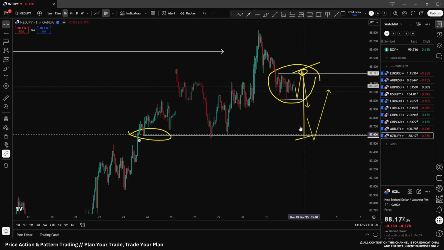And if we have a reaction here, I would change my bias from short to long. And if I don't get this short entry here, my bias still remains for an overall long trade.